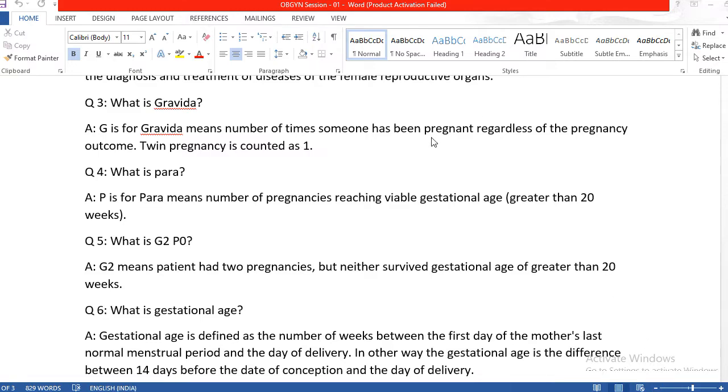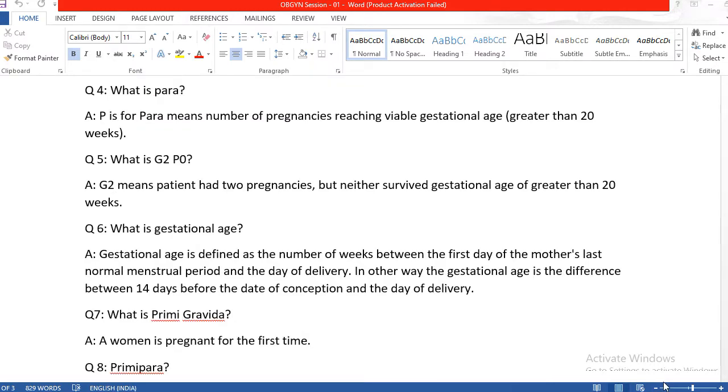So gravida means the number of times the patient has been pregnant. If it is G2, it means the patient has been pregnant 2 times regardless of the pregnancy outcome, whether she delivered or aborted; all those things need not be considered for this G. So just whether the patient is pregnant or not, we can find using the gravida term.